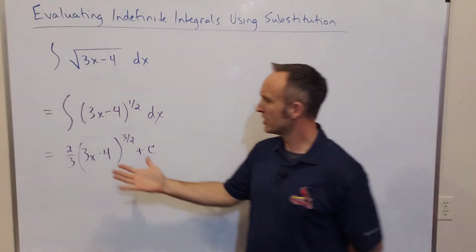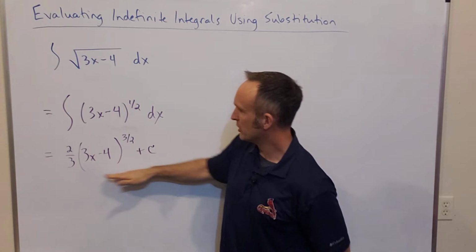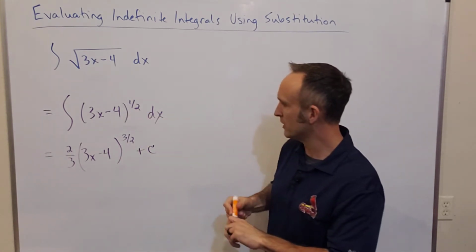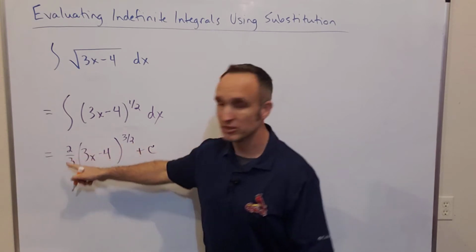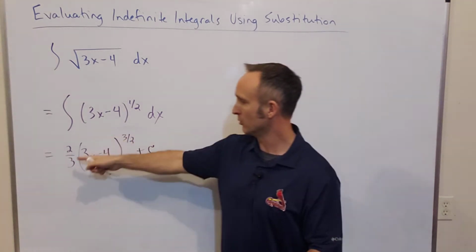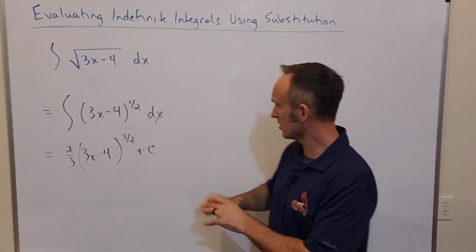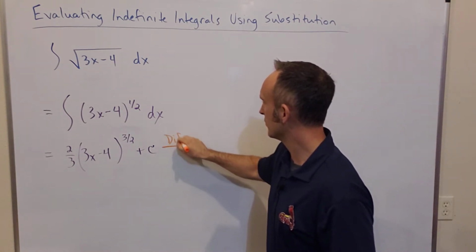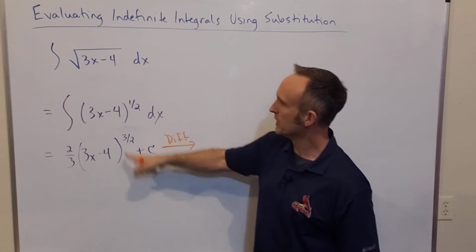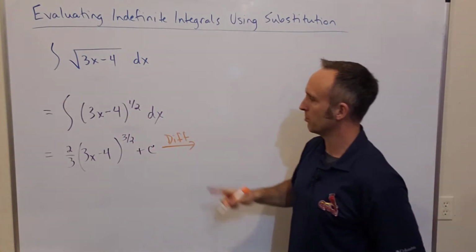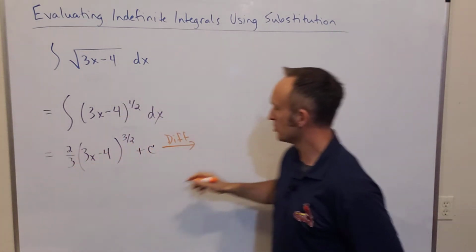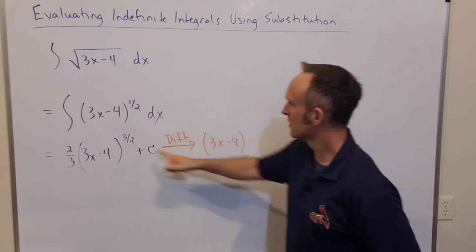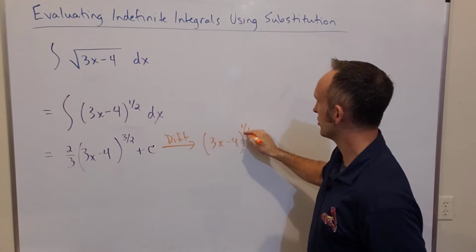However, if you check your answer via differentiation, if you differentiate this, the 3/2 and the 2/3 will cancel when you use your power rule. So that's good. So if we do the derivative, let's look at that. If we differentiate this, do we actually get the square root of 3x minus 4 back? Well, 3/2 times 2/3 is 1 times 3x minus 4. The power lowers by 1 to turn into 1/2.